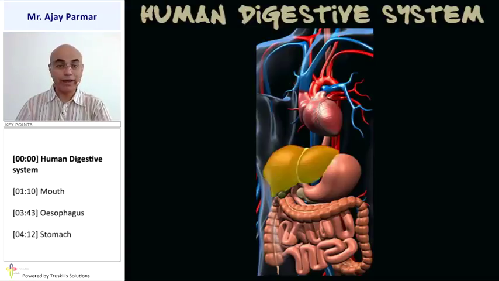Along with that, it will have the liver as an accessory organ and also the pancreas. Also in the mouth we have salivary glands. So see, these are some of the accessory glands present in the human digestive system.